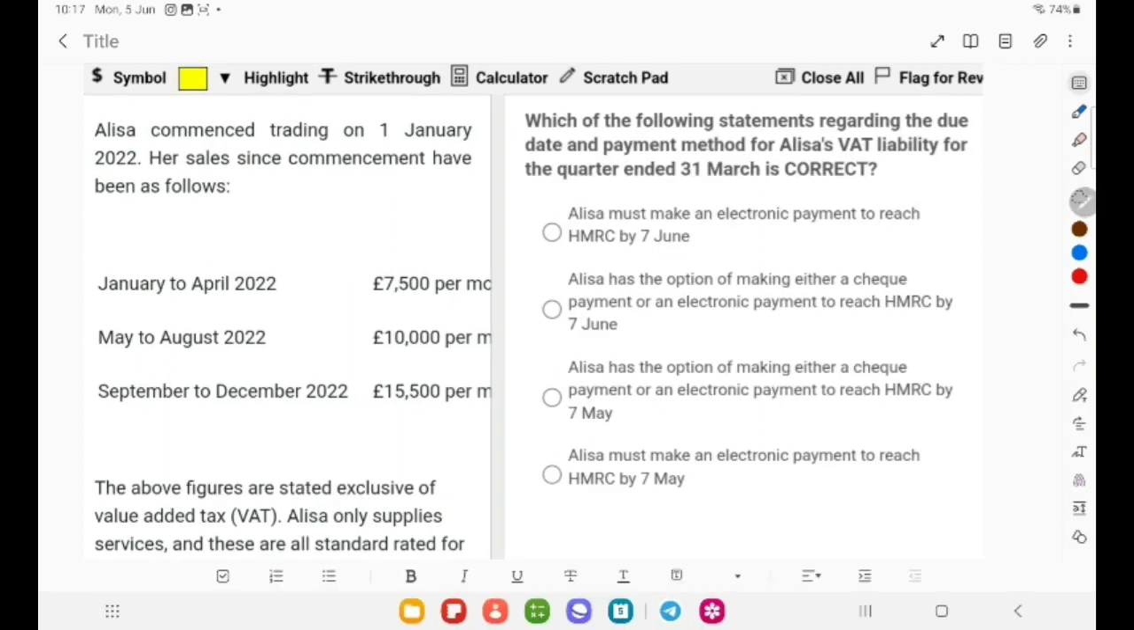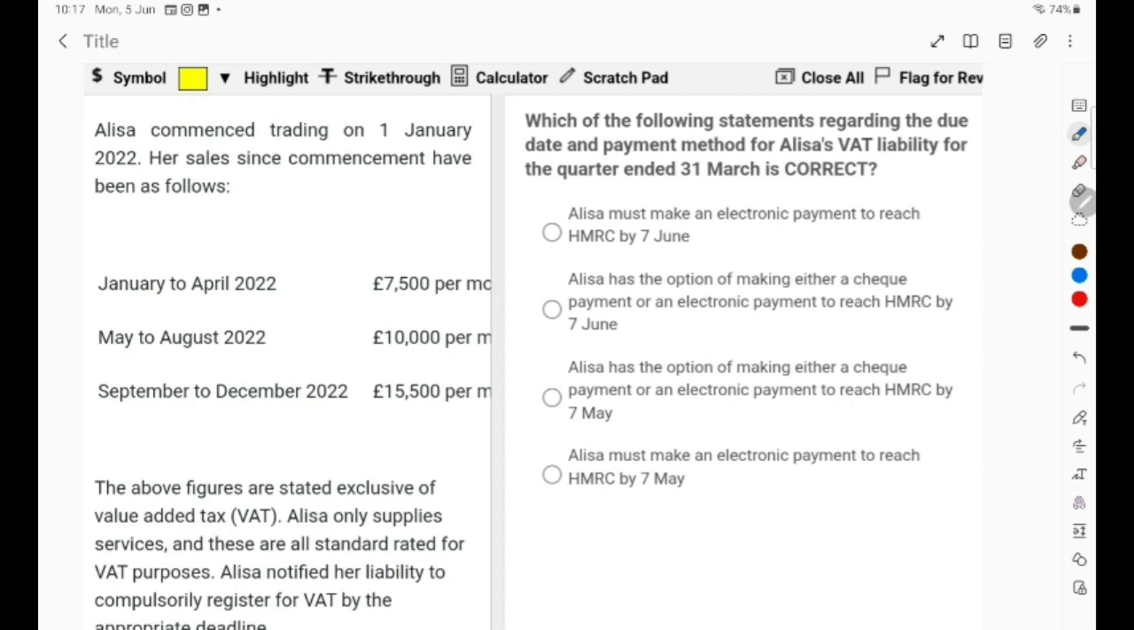Which of the following statements regarding the due date and payment method for Alisa's VAT liability for the quarter ended 31st March is correct? If the quarter ended on 31st March, then we have to consider 1 month and 7 days after that date, and by which she has to make electronic payment. First option, Alisa must make an electronic payment to reach HMRC by 7 June. No. If you add 1 month and 7 days to 31st March, it will be 7th May. So the first option is wrong.